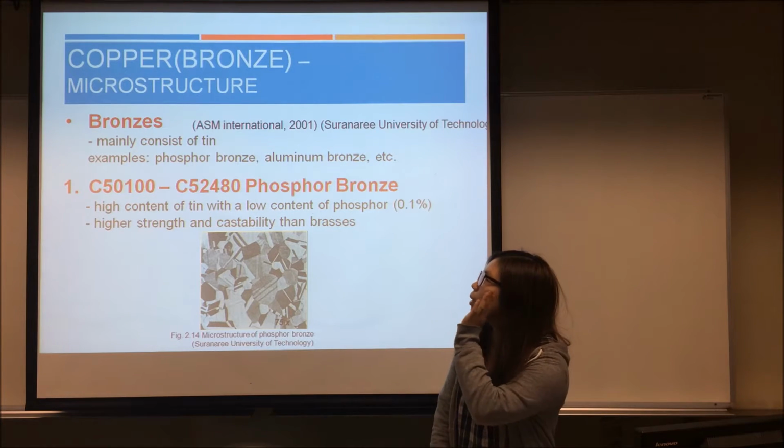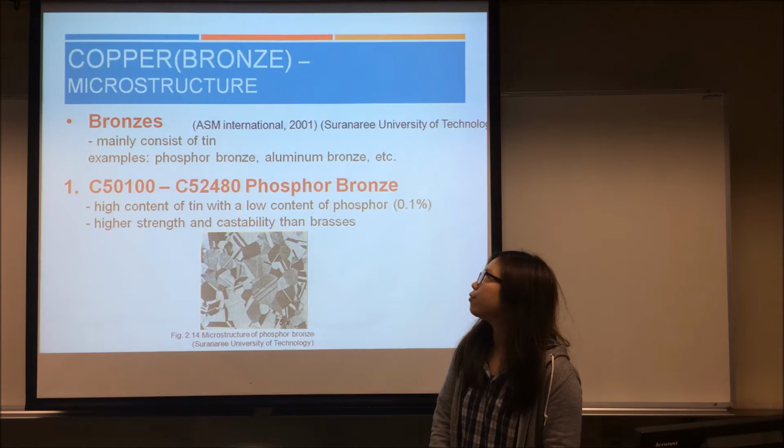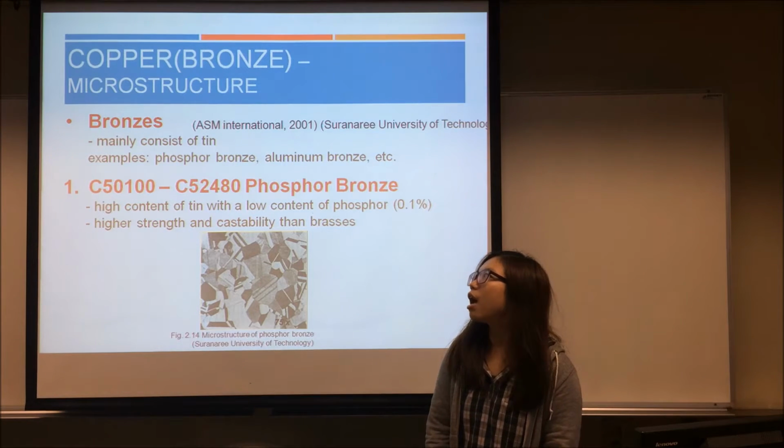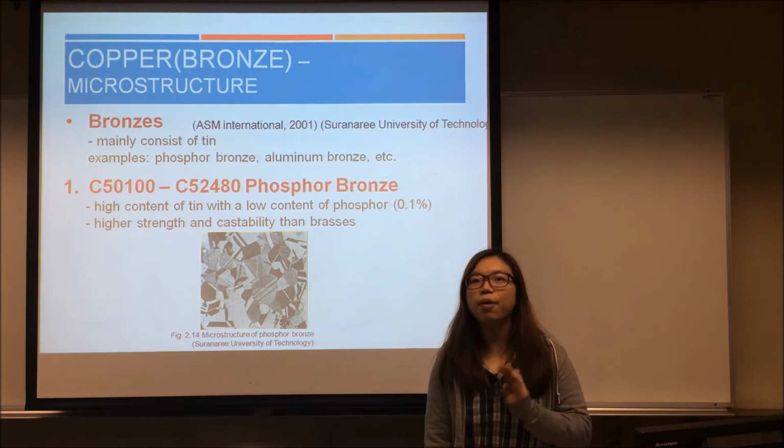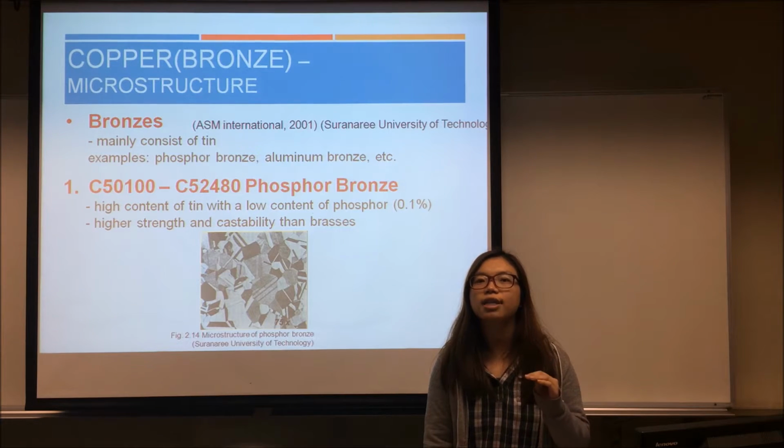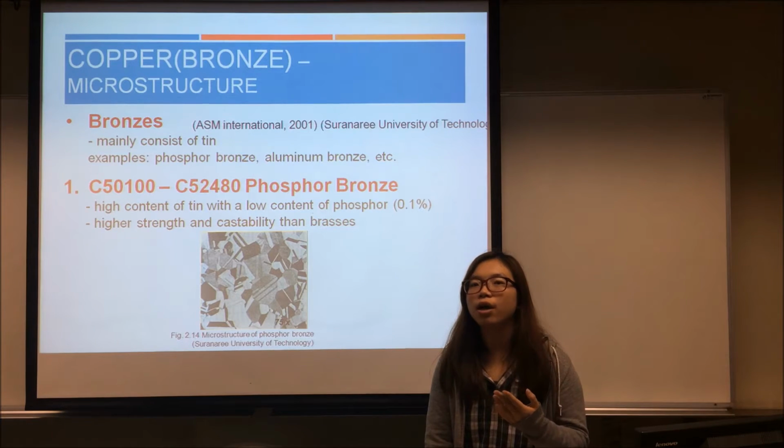First, I will talk about phosphor bronze. Unlike other bronzes, tin bronze consists of a higher content of tin and a low content of phosphor. It gives us a high strength and better castability than brasses, which is suitable for cast products.